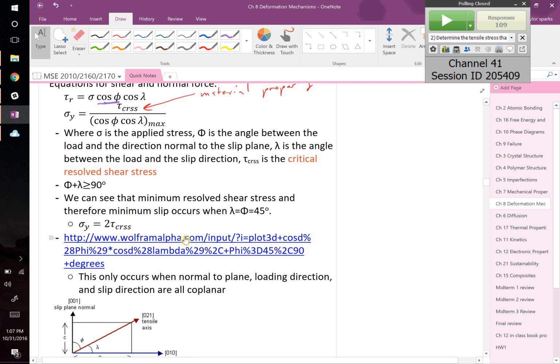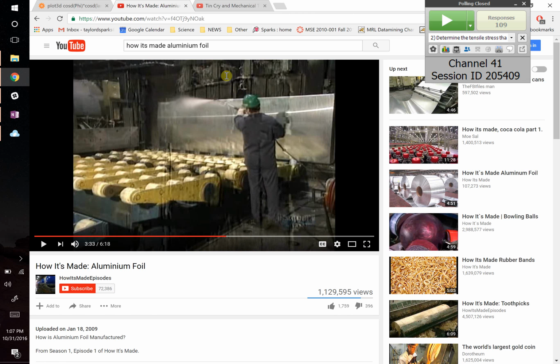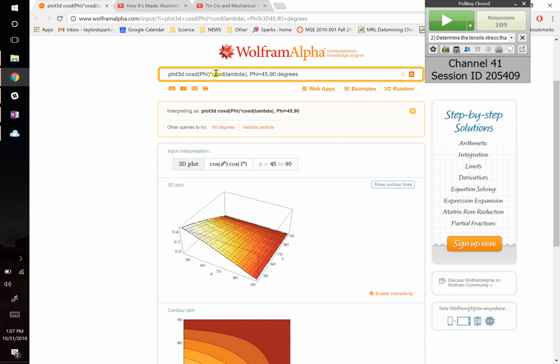At what point will they be the largest? So we can plot it, right? And it turns out if you plot right here, so we're plotting in 3D, the cosine of phi times the cosine of lambda in degrees. We're going to plot it from 45 to 90. And we find that the largest value there corresponds to when both of them are equal to 45 degrees. Okay? Which means this is our slip system, right? If you want slip to happen, the best case scenario would be to have this lined up in it, right? If it's all coplanar, then you'll have the highest likelihood of slip. This will be less likely because your resolved force on it is going to be a little bit less, right? That's all that means.